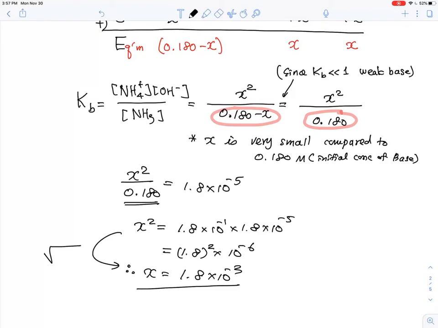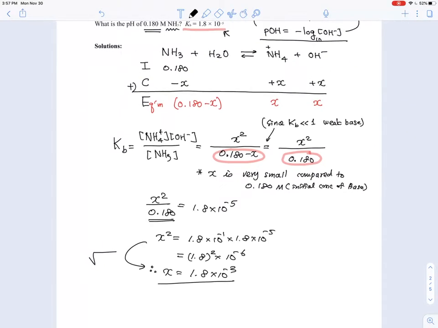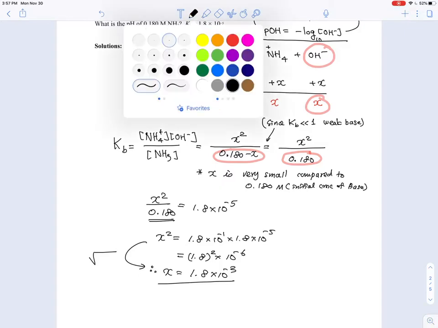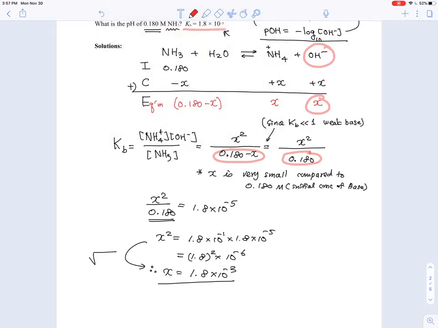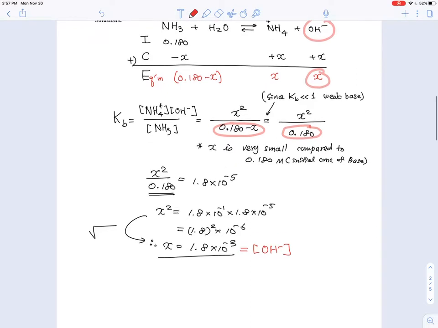And then once again, what do I know about X, the meaning of X? The meaning of X is the concentration of OH minus. So therefore, because my goal is to calculate the pH, but the easy one is the OH minus concentration calculation.